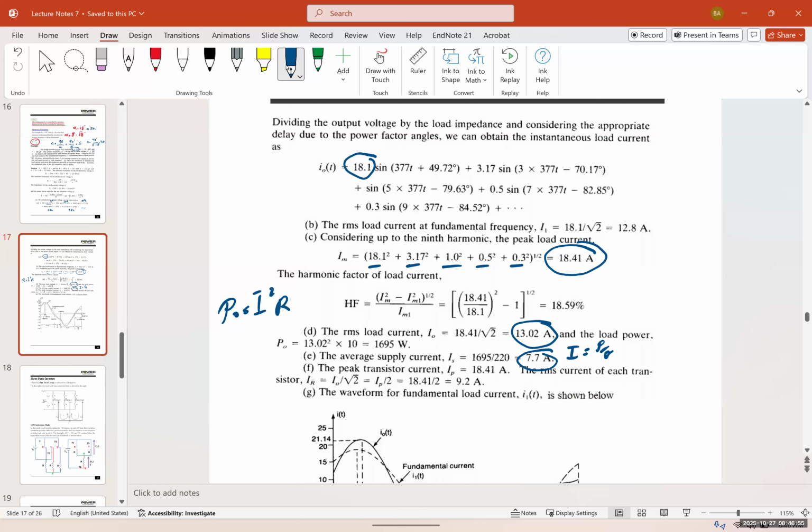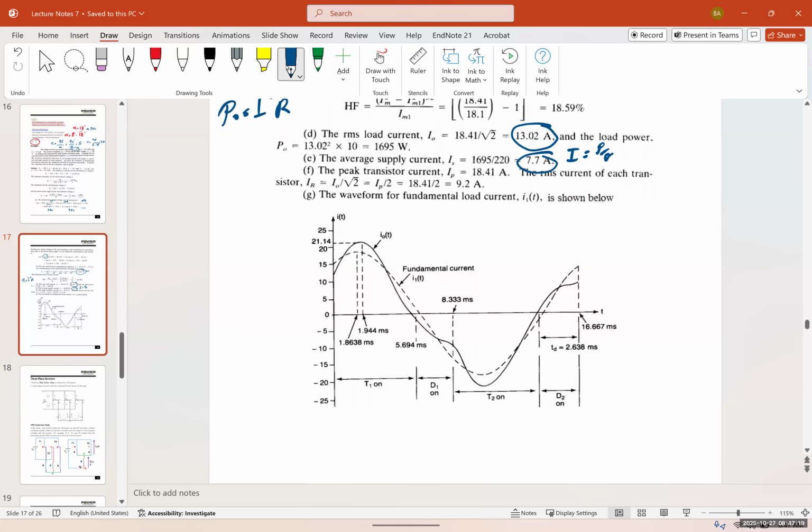The peak transistor current would be the peak current that we had for the switch. The RMS current of each transistor would be that current divided by the square root of 2, or the peak divided by 2, which is 18.41 divided by 2, giving 9.2.